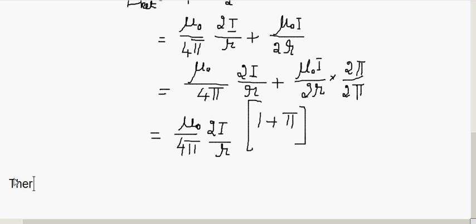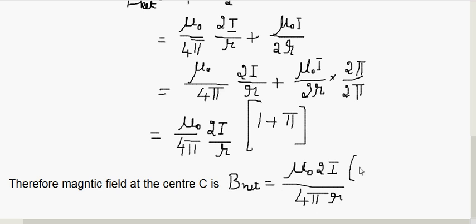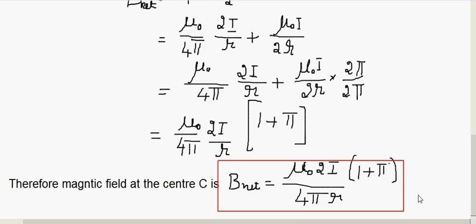Therefore, the magnetic field at the center C is B net equal to mu naught into 2I divided by 4 pi r into 1 plus pi, and this much Tesla. That's the magnetic field.